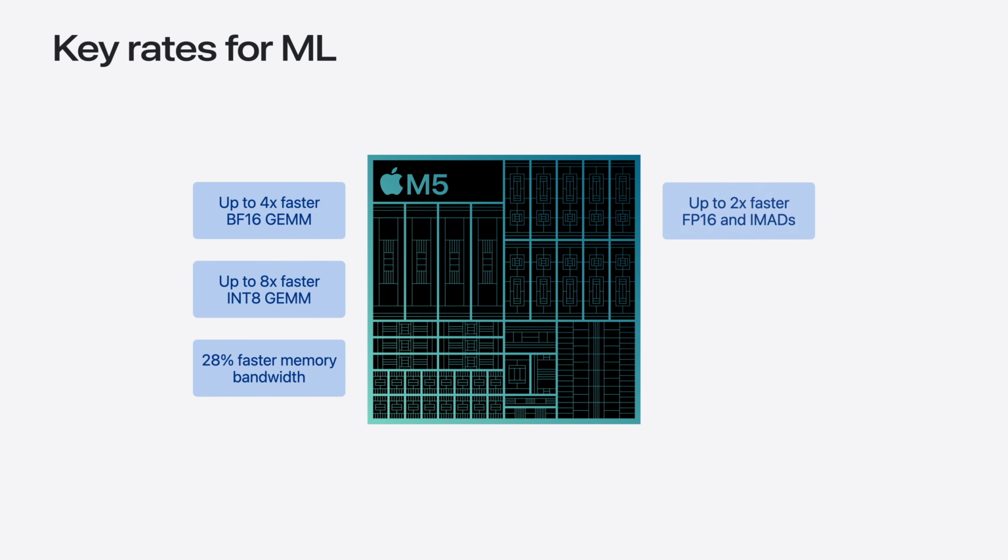Beyond the new features, M5 also delivers significant rate improvements that directly benefit ML workloads. Matrix multiplication operations, often called GEMMs, are up to 4 to 8 times faster depending on precision. We also have larger GPU caches and more memory bandwidth. Combined, these improvements make M5 our most powerful GPU ever for AI and ML.